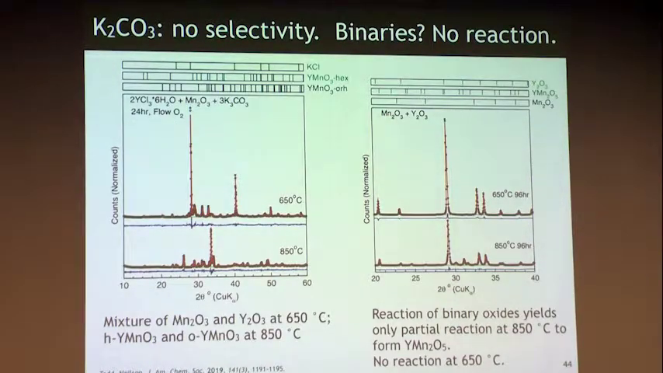With potassium, we don't get selectivity. Depending on which temperature or precursor we use, we get a mixture of phases. So somehow that selectivity is gone. And just to convince you, if you just take manganese oxide and yttrium oxide, heat them up to 650 degrees Celsius, there is no reaction. You get out precursors. If you go to 850 degrees Celsius, you get a little bit of reaction, but not very much. So it's really thinking about these precursors as being much more reactive.